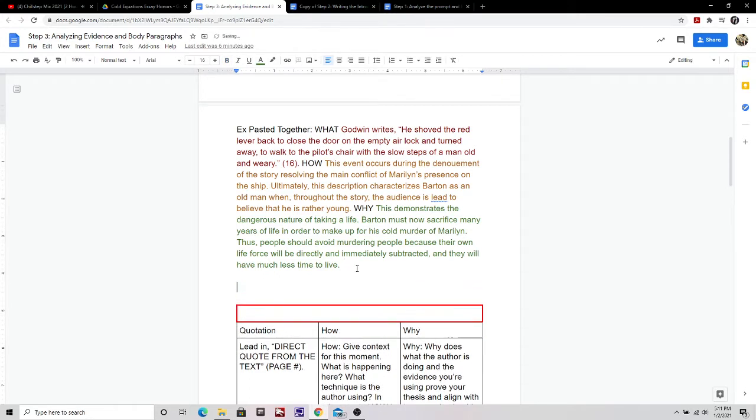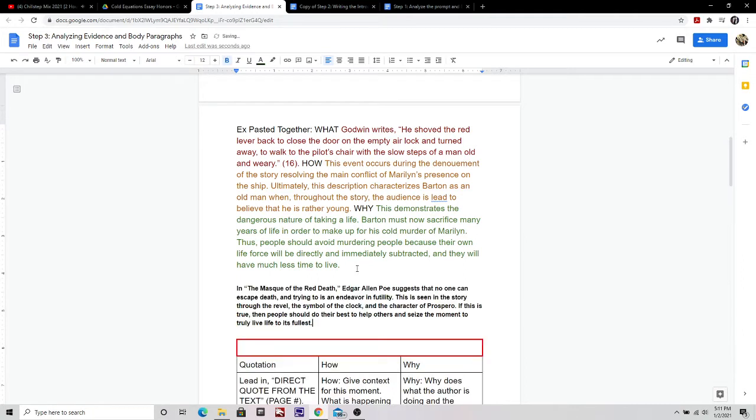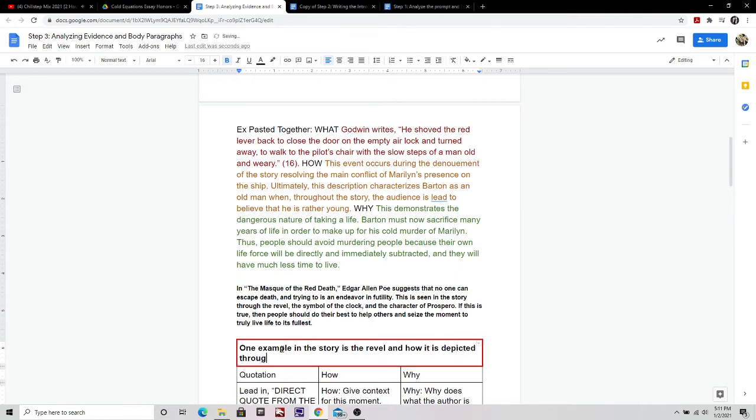So I copied my thesis statement. I'm going to actually just paste it right here so that I have it for reference. And it looks like the first thing that we need to talk about is the revel that is seen throughout the story. Okay, so we want to say one example in the story is the revel and how it is depicted throughout the story using imagery. Okay, because I remember from my beginning that I wanted to talk about imagery with that one.